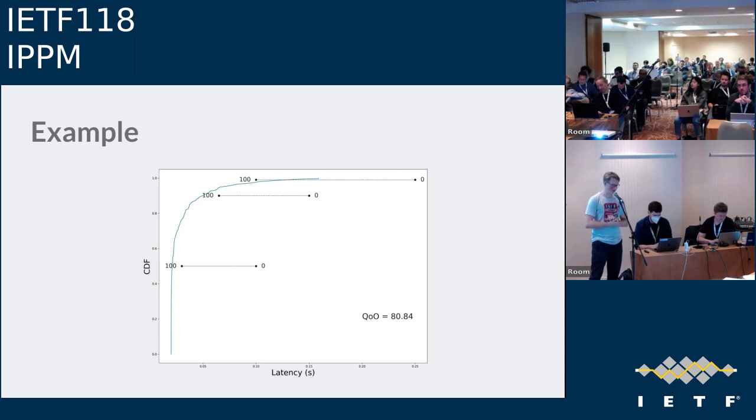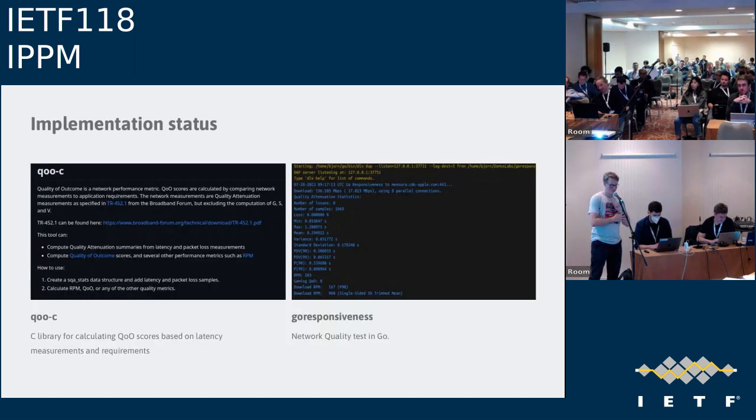Next slide, please. So this is the implementation status. We have a C library, and we have an implementation in the Go responsiveness client that Will Hawkins is maintaining, which also does the responsiveness metric that Stuart was talking about. Next slide, please.